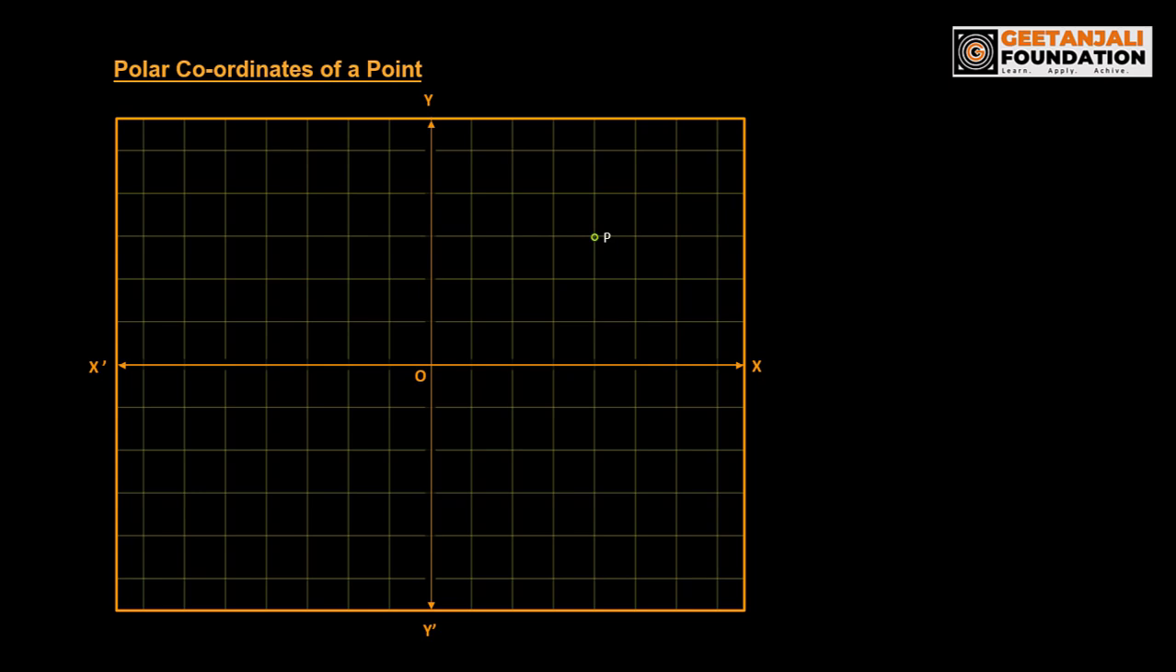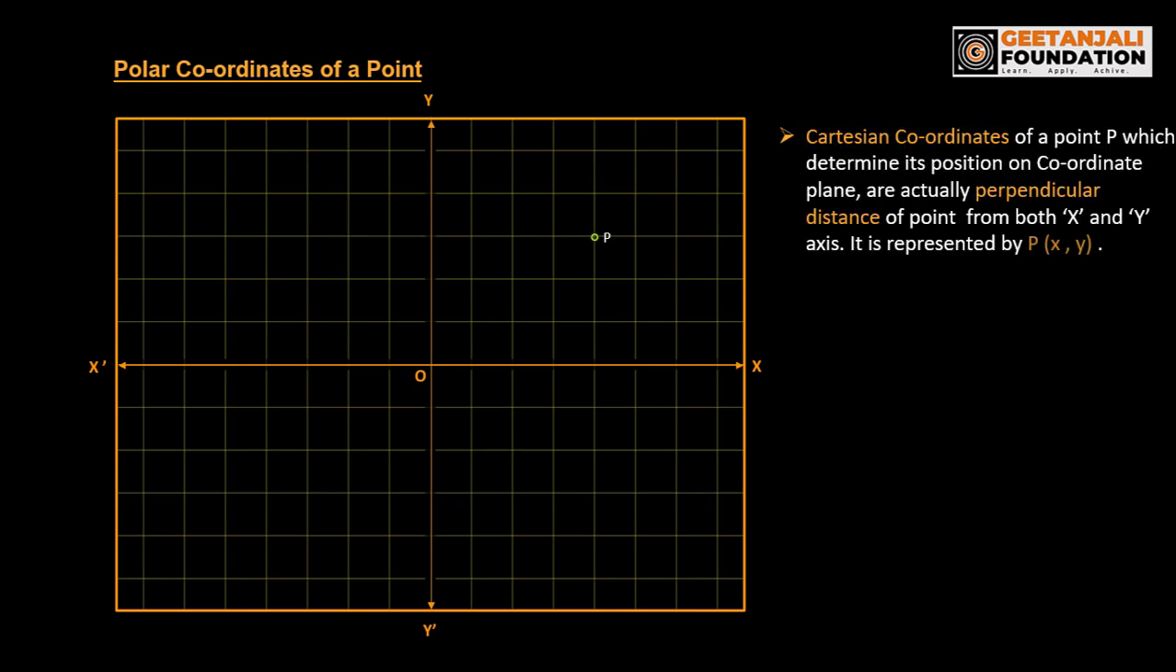So let's begin. This is our coordinate plane, x-axis, y-axis, origin, and let's say this is point P on this coordinate plane. Let's recall the idea of Cartesian coordinates of a point. Cartesian coordinates are actually the perpendicular distance of that point from both the x and y axis. Now suppose you want to find polar coordinates of the same point. Then how do we go about it?